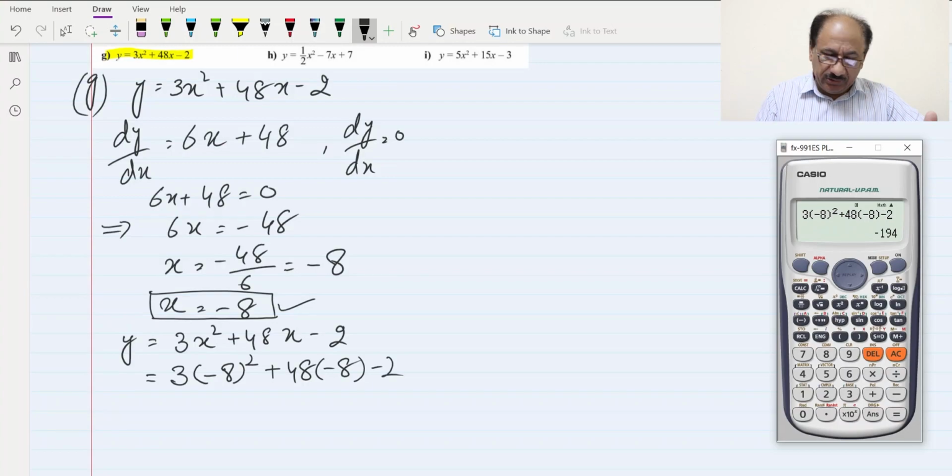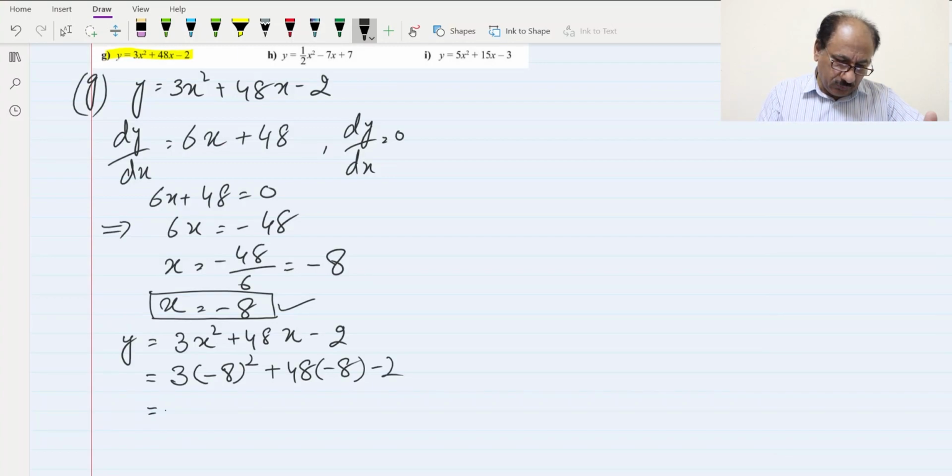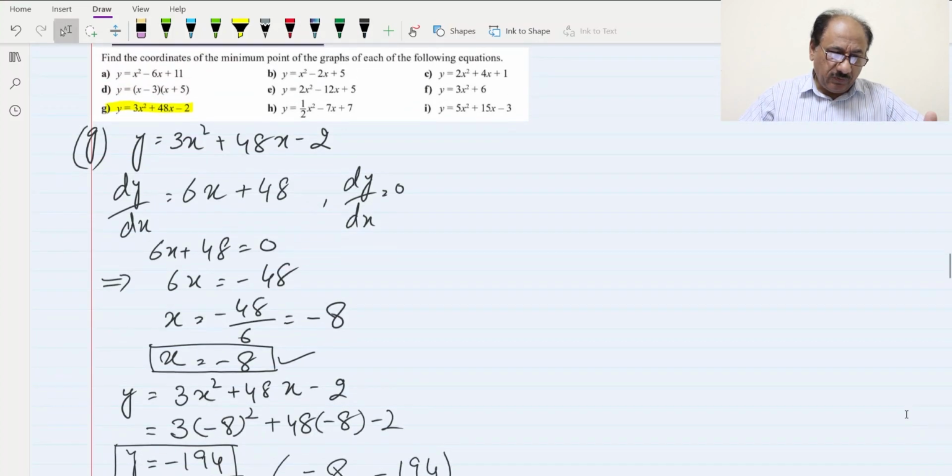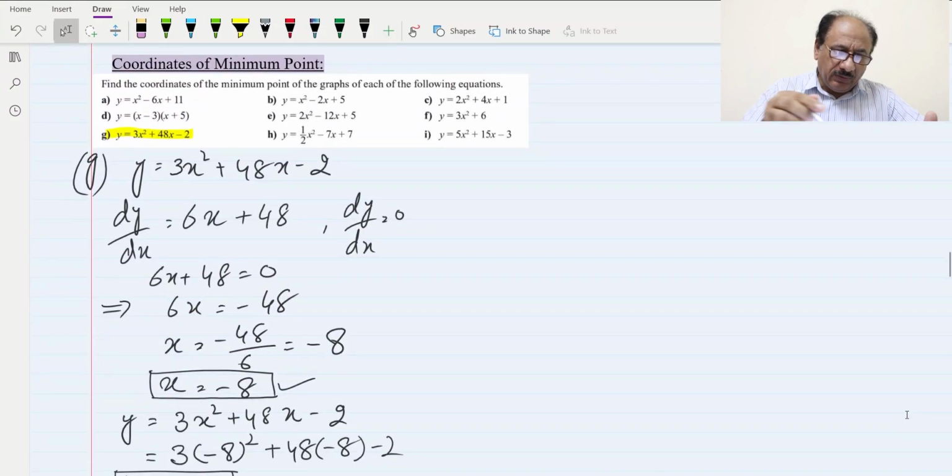This is minus 194. So minus 194. This will be our y coordinate. Now we got x and y coordinate. We just have to write the point minus 8 and minus 194. This will be the turning point. So this is one question I have taken. This is a minimum point which we found.